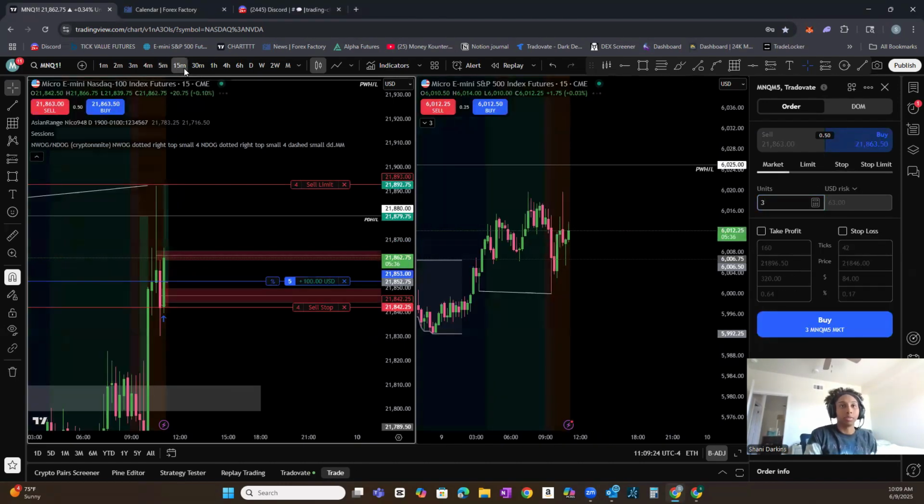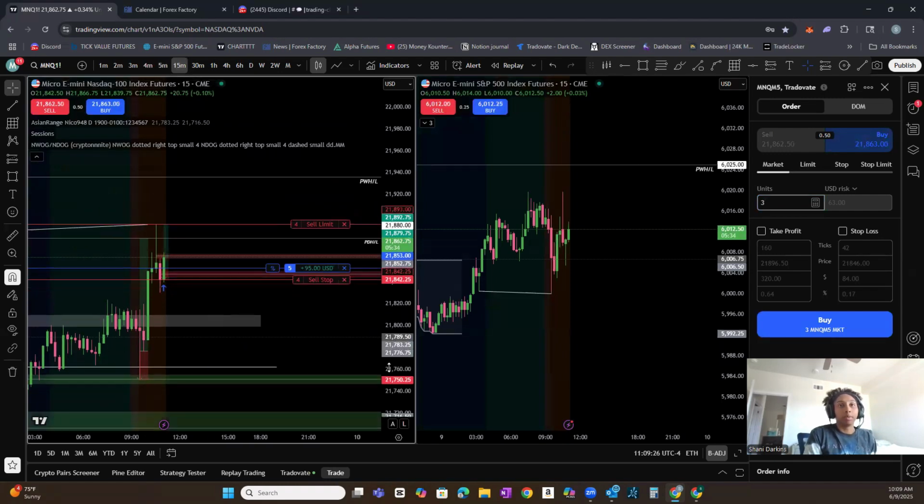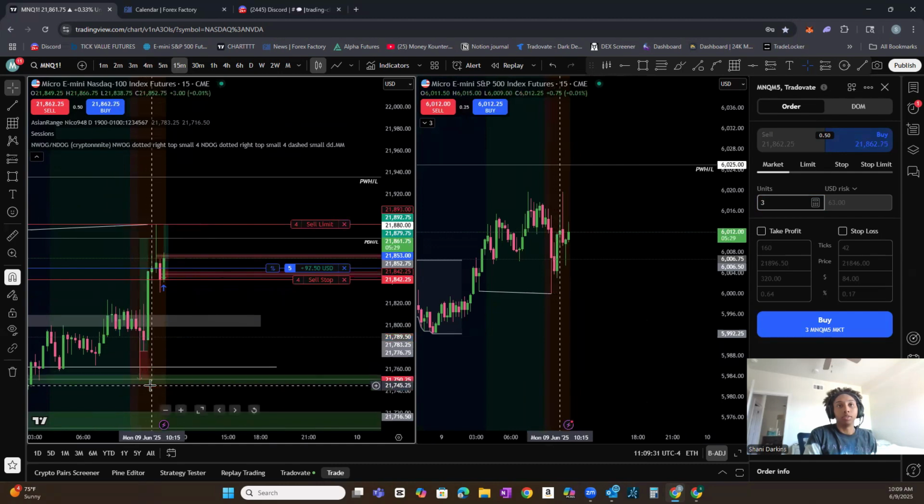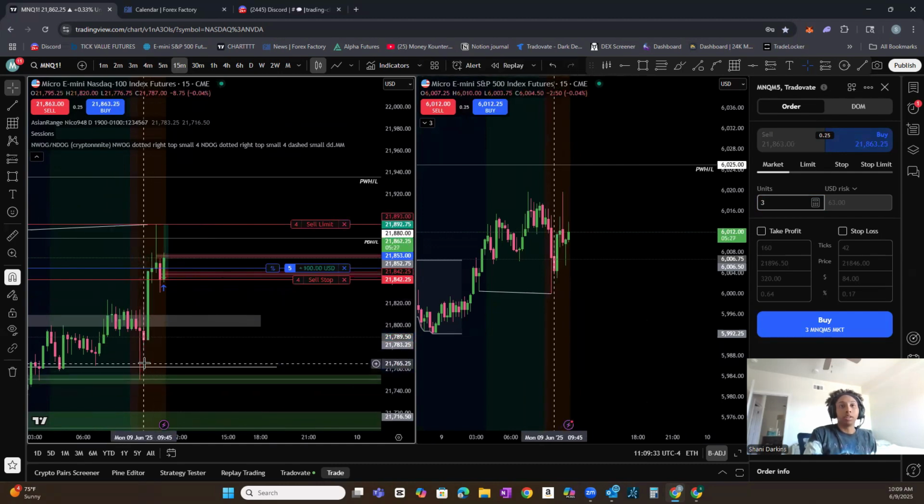Answer this long at this 15 minute fair value gap. Why? I mean, we have some pretty big displacement. The one thing I do notice about the downside is we do have a devil's wick on this 15-minute candle. Get that out of here, because we do have the devil's wick on this 15-minute candle.